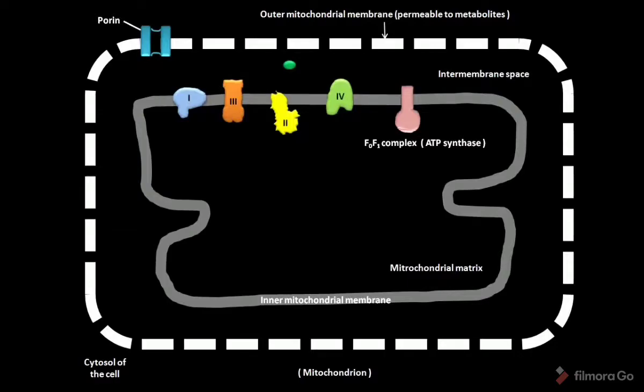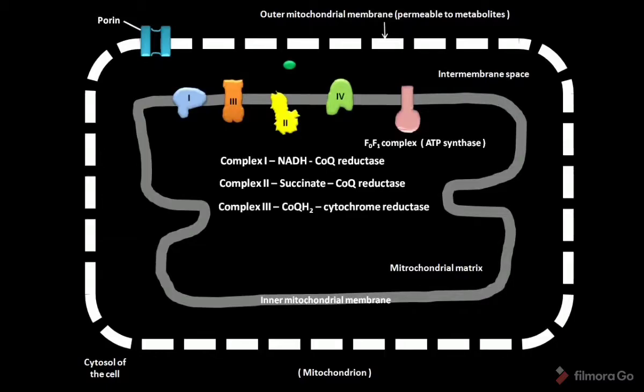Complex 1 is NADH-CoQ reductase. Complex 2 is succinate-CoQ reductase. Complex 3 is CoQH2 cytochrome reductase. Complex 4 is cytochrome C oxidase. The green colored oval shaped structure present in the intermembrane space is cytochrome C. Every time, it transports one electron from complex 3 to complex IV.